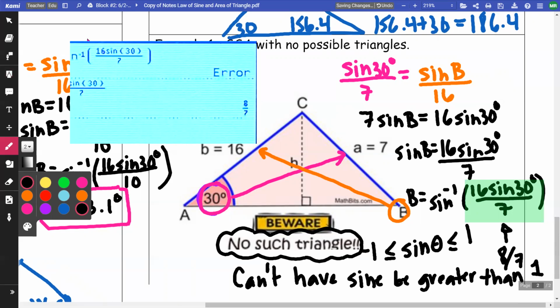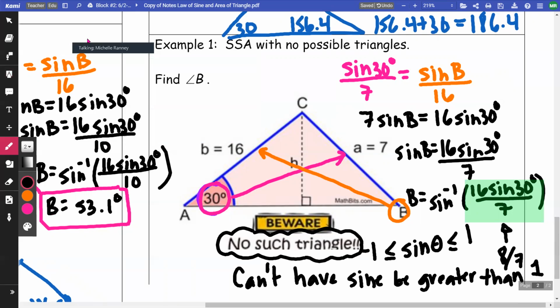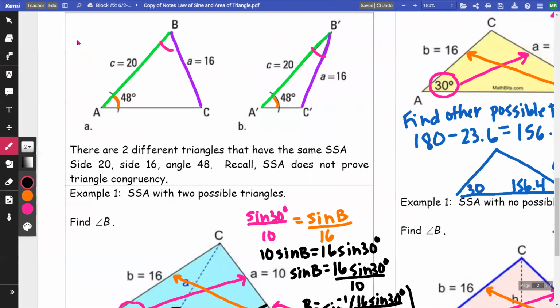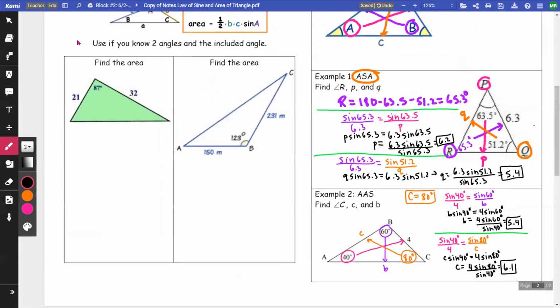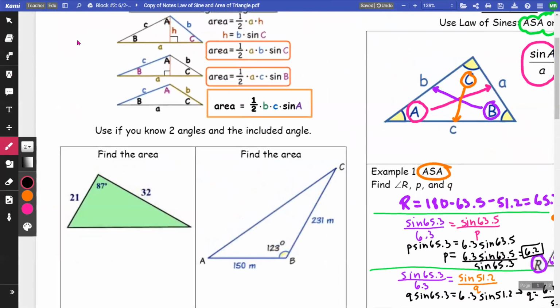So we had a situation where we had 2 triangles, a situation where we had 1 triangle, and a situation where we have no triangle. So the ambiguous case, you need to be careful. Okay, last idea. This goes back to the very first page, the start.